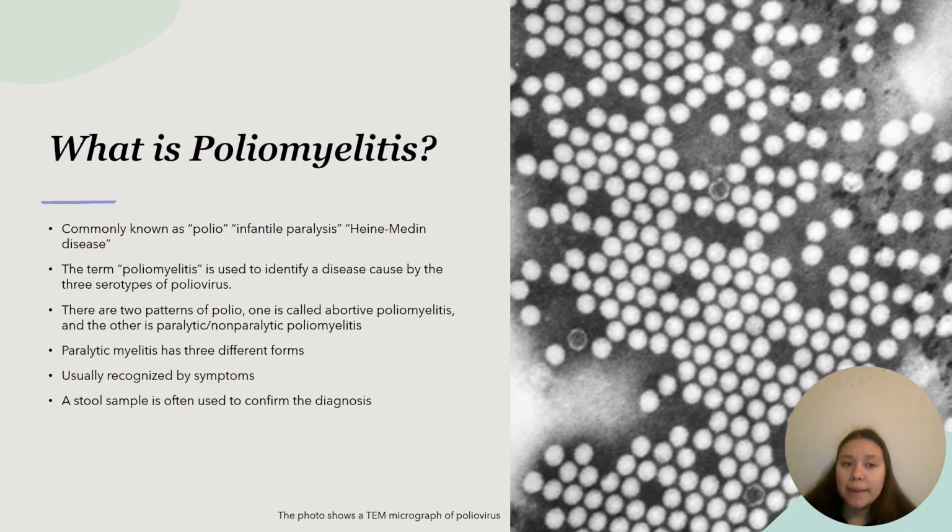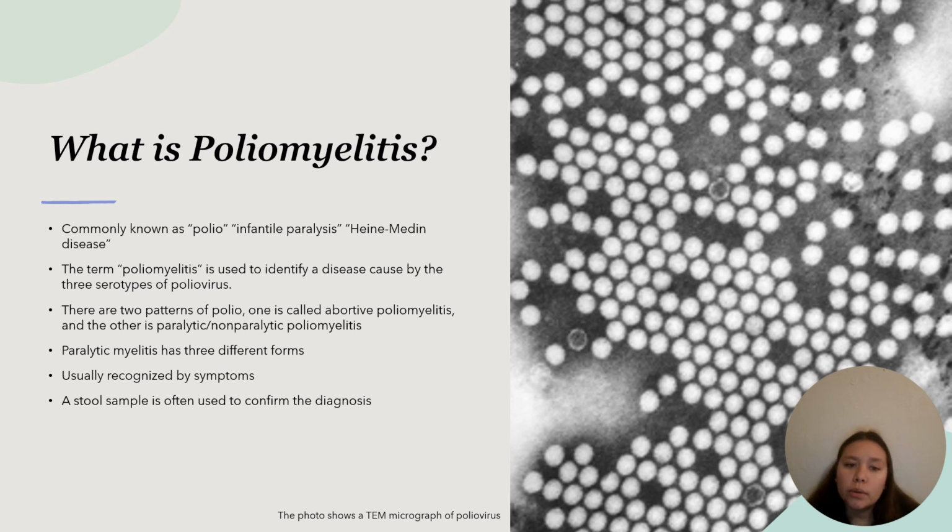So what is poliomyelitis? It is commonly known as polio, infantile paralysis, or Heine-Medin disease, but most often polio. The term poliomyelitis is used to identify a disease caused by the three serotypes of poliovirus. The serotypes are just distinct variations of the virus found in the immune cells of individuals.